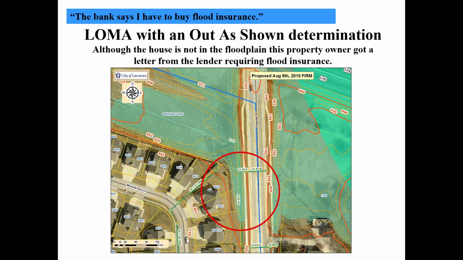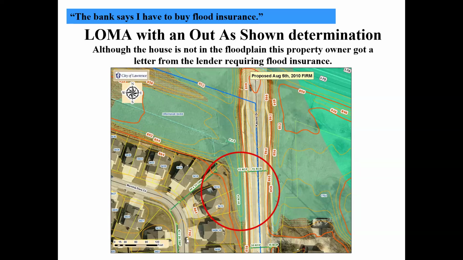And so basically, sometimes banks have a third-party determination company that if you have any floodplain on your property, they will say that it's in the floodplain, even if it's not touching the structure. And so FEMA has this process called LOMA out as shown, where you can just submit a map and some other documents, and you don't need a survey. Like a property owner can do this themselves.